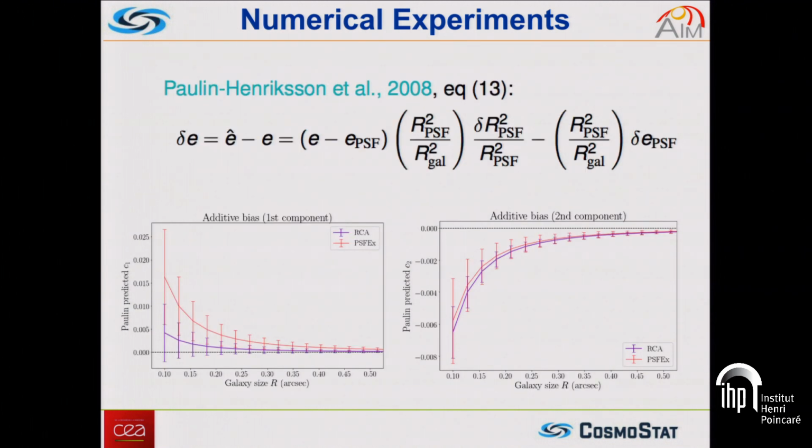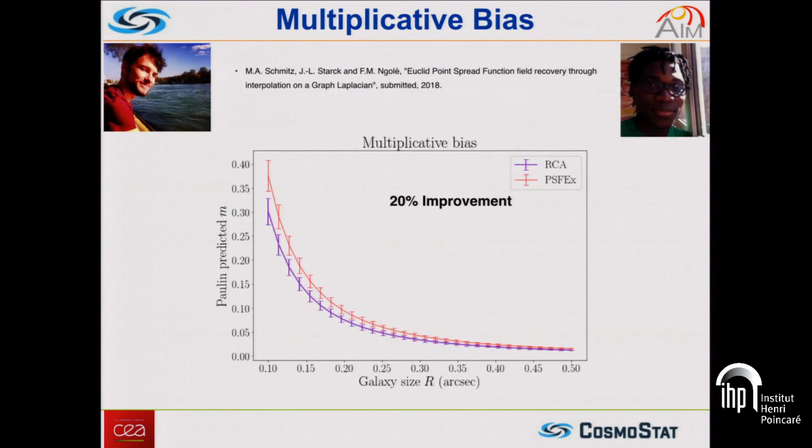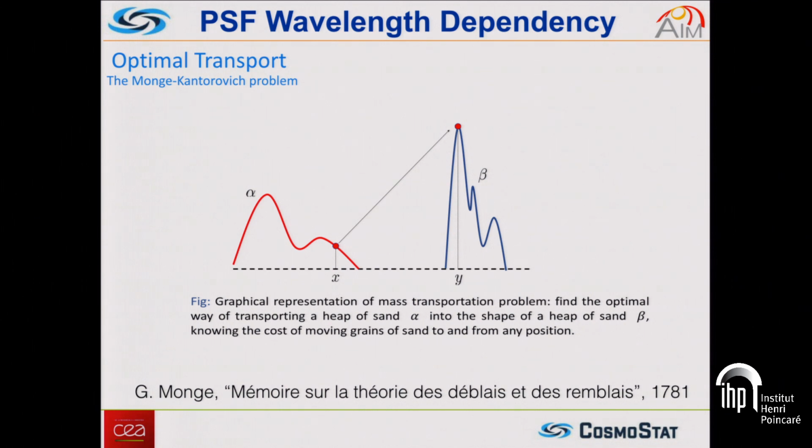And more interesting, we have also used the Paulin equation, which derives from the error on a PSF what will be the bias on an ellipticity measurement. And doing this, we can estimate the bias using PSFEx and RCA. This is the additive bias, and in both cases, we have a slight improvement using our technique. And for the multiplicative bias, we have an improvement of 20%. So here we are for the spatial dependency.